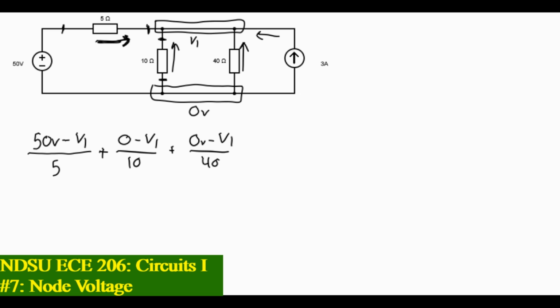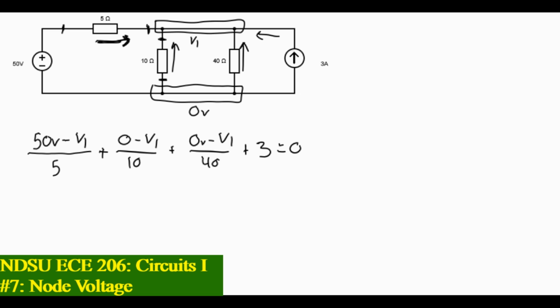And here we have it a little bit easier. 3 amps from that source is flowing into the node. Awesome. That's just plus 3. Set it equal to 0, and we now have an expression for the currents going in to our V1 node. And all we have to do is solve it. We have one equation and one unknown, so this is really just basic math.